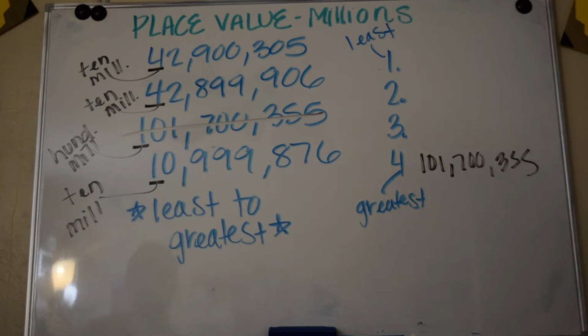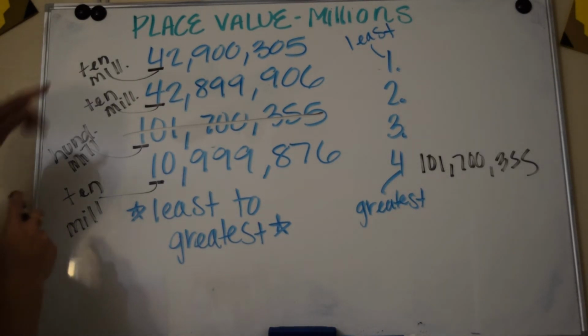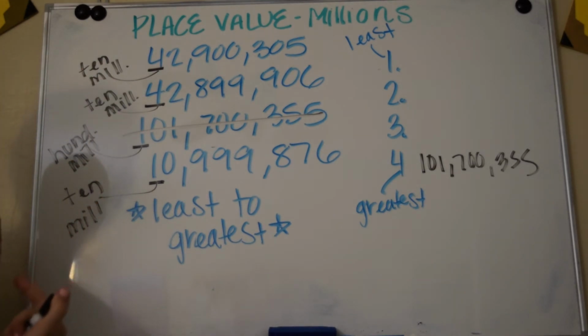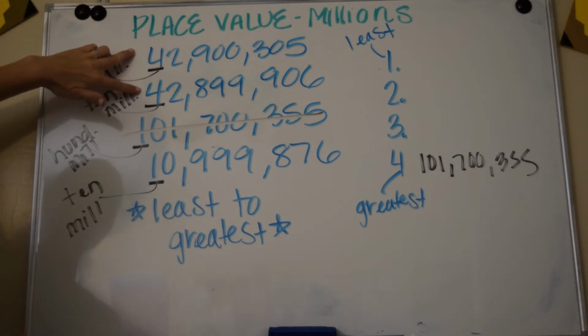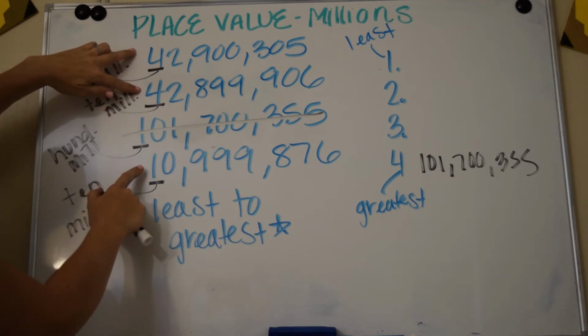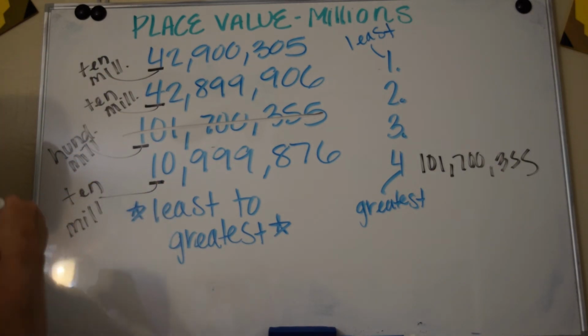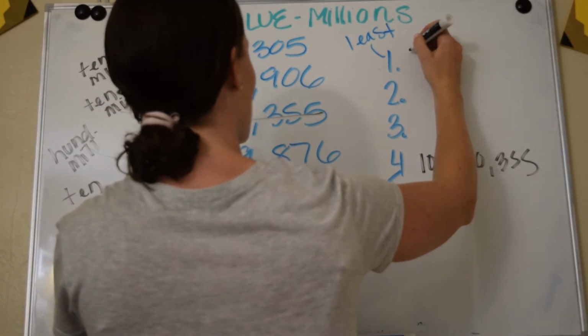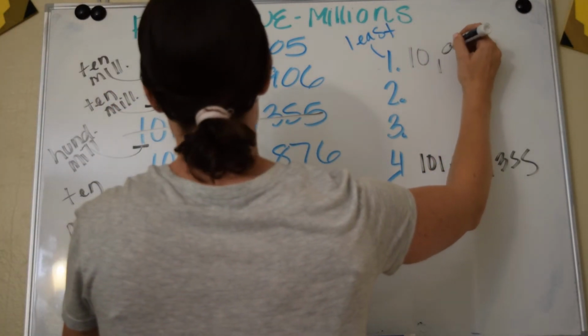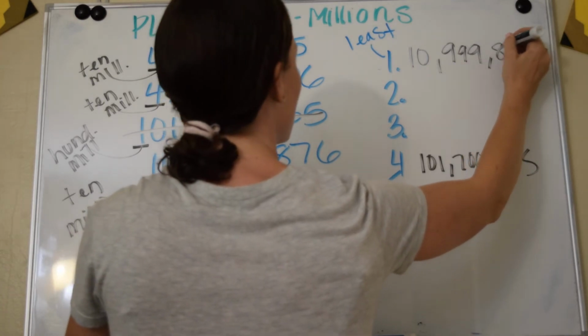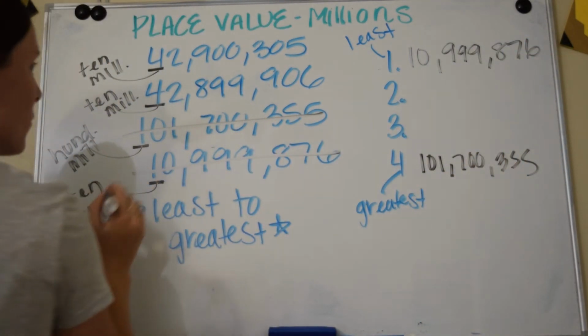Okay, so now these 3 are all in the 10 million, so I can compare all of them. 4 and 4 are equal, and then I have a 1. Well, 1 is the smallest out of all of them, so this has to be the smallest number, which means that needs to be listed as our number 1 spot as the least number, the smallest. And then I'm going to cross it out.